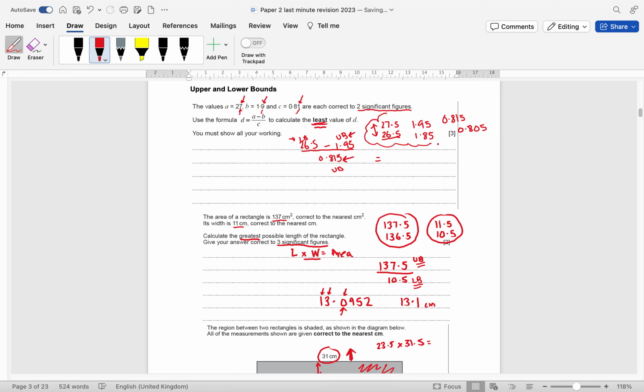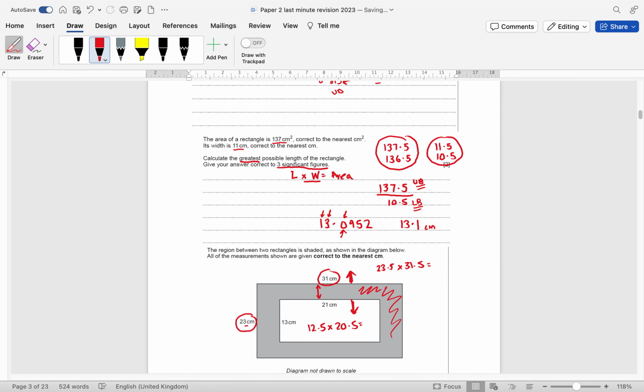A bit neat to this, to say, look, upper bound of A is this, lower bound of A is this, upper bound of B is this, etc. In this one, it's the area of a rectangle. So the area of a rectangle is length times width.